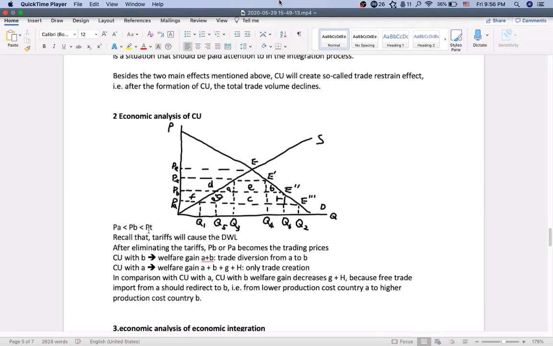We can recall from the previous lecture, levying the tariffs on a country will create the deadweight loss for the economy. That means for the consumer, supplies will correspondingly decrease, and that is similar to the exercise we did in the homework 6.